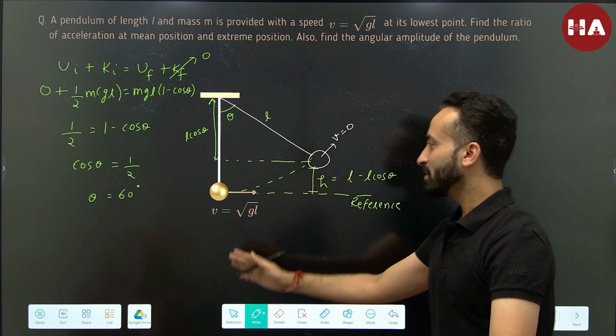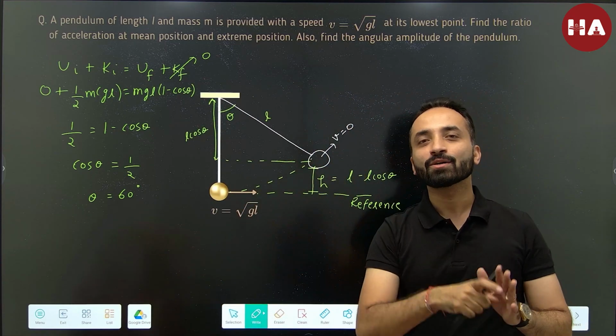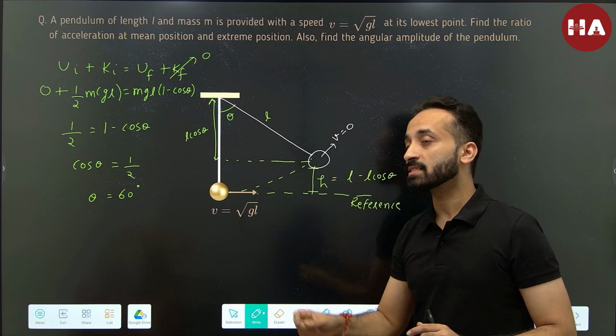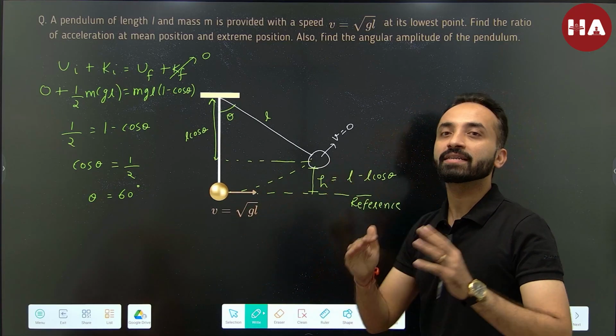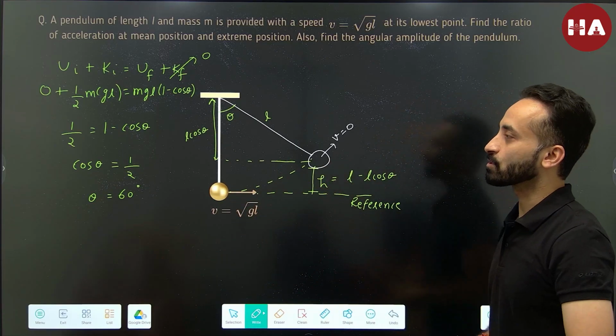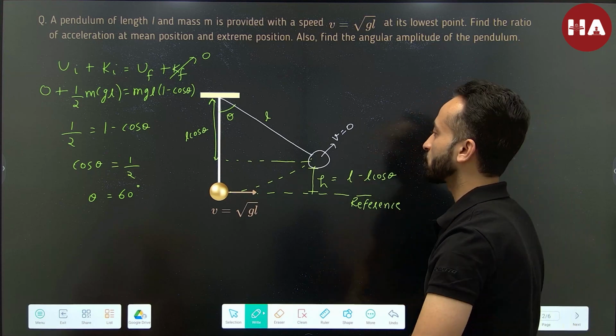So that was easy. You have talked about vertical circular motion. Of course, now do you realize this is non-uniform circular motion, because the speed is continuously decreasing. So it is non-uniform circular motion. It is not uniform circular motion.